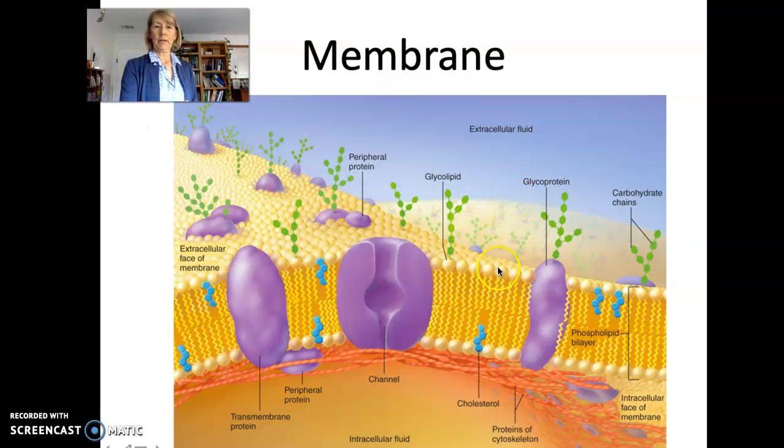So there's the membrane with proteins, lipid bilayer, cholesterol, another protein. This is a glycoprotein, so you have sugar on a protein, and then there's sugars on fats, right? Glycolipids.